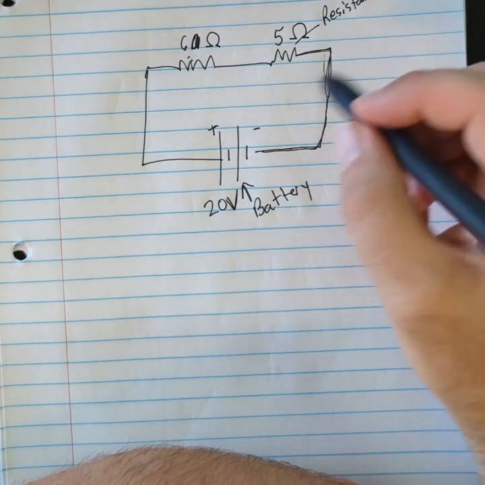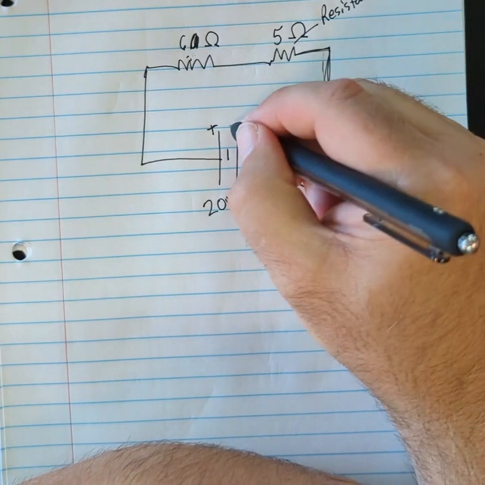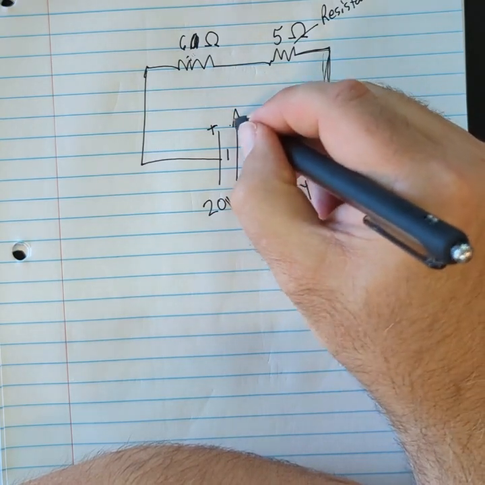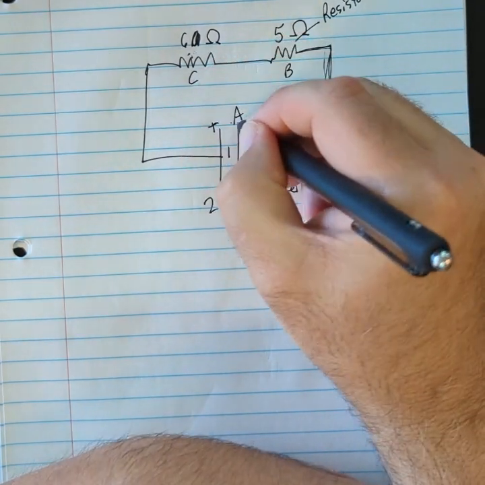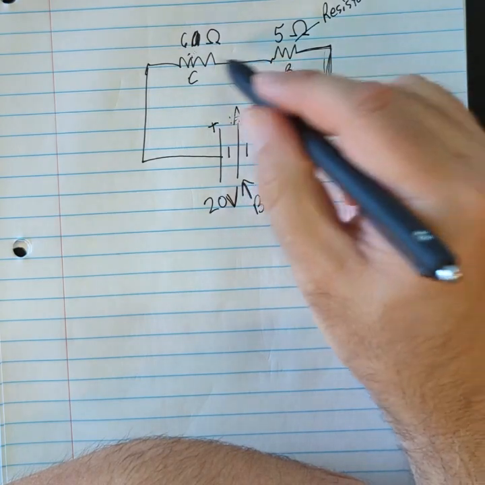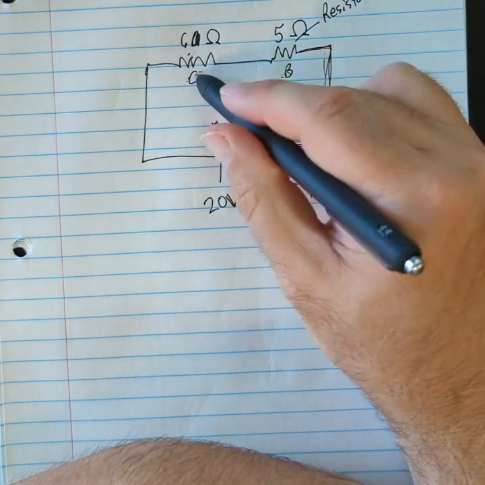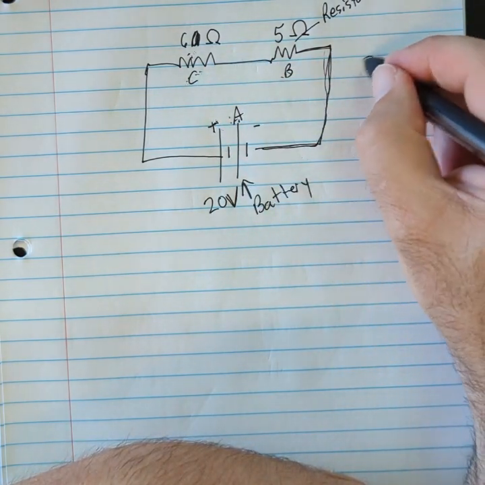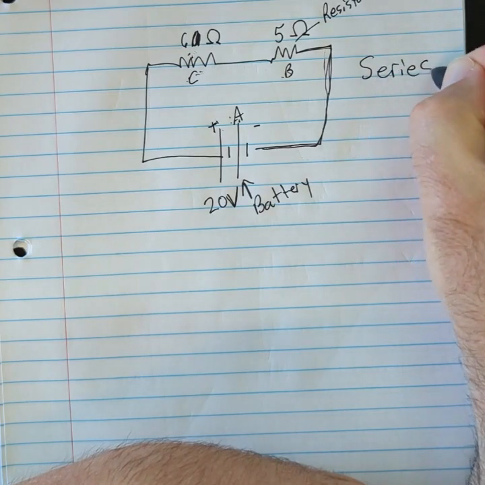And we also know that the electrons are going to go from A to B to C and back to A, A, B, C, A, B, C, A. So this is what we call a series circuit.